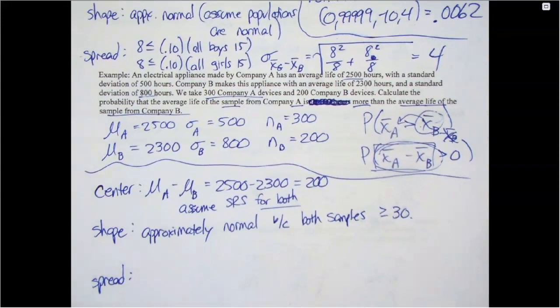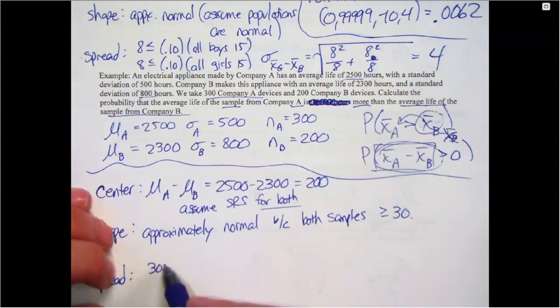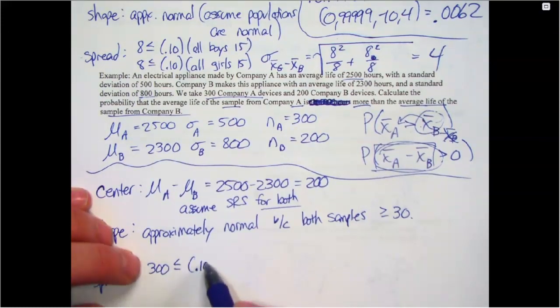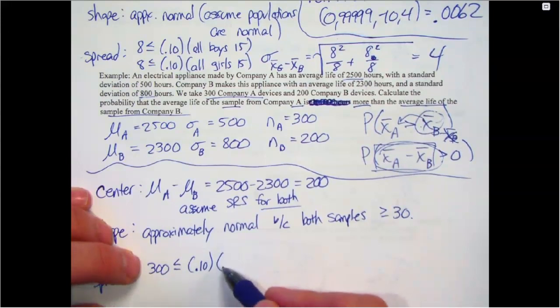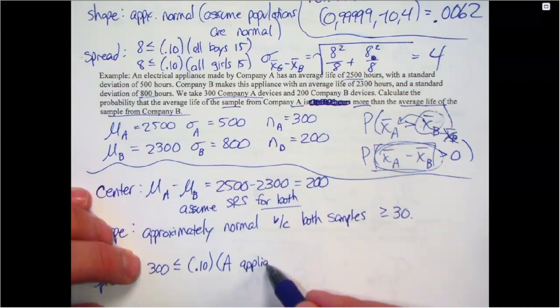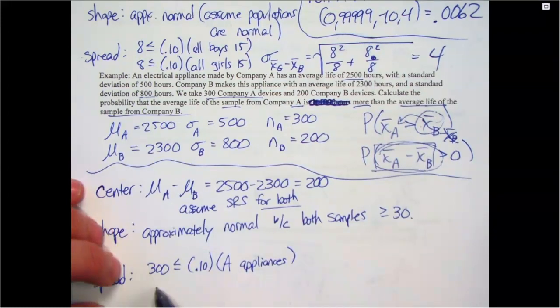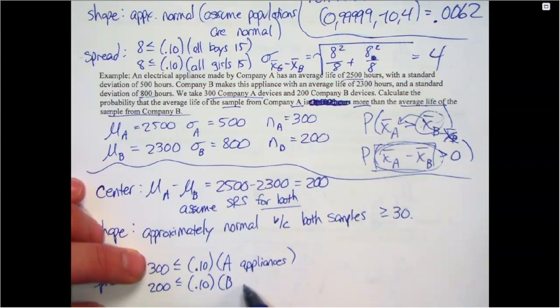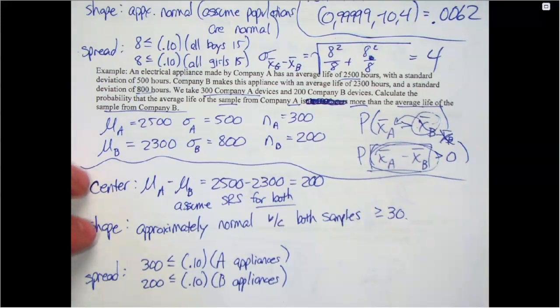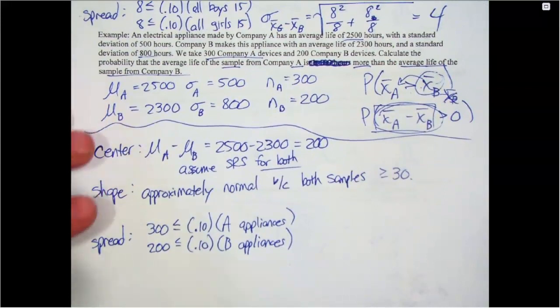And then the spread. I've got to assume that 300 is less than or equal to 0.10 of all A appliances, and 200 is less than or equal to 0.1 times all B appliances. You guys see where I'm getting that from? Okay.